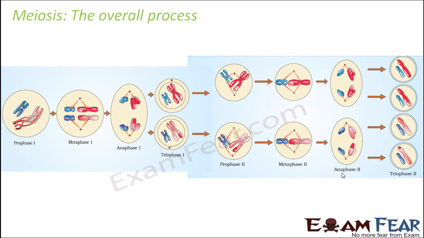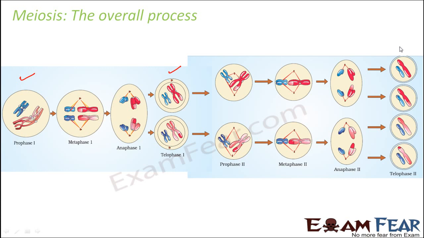So now let us look at the meiosis overall process. This is how it all started from prophase 1, where we started with a diploid cell. This underwent prophase 1, metaphase 1, anaphase, and after telophase it produced 2 haploid cells. So these were haploid. And after this, the sister chromatids again were separated, and as a result, 4 haploid cells were produced.